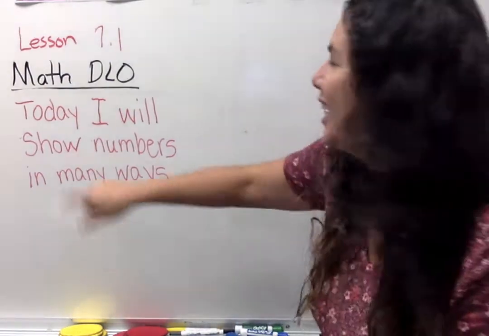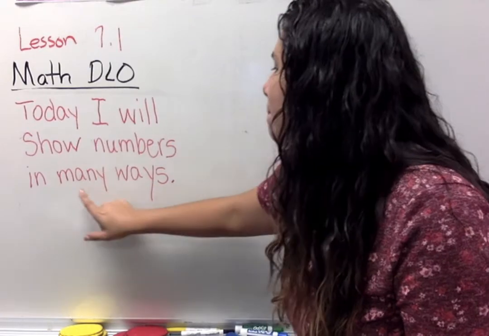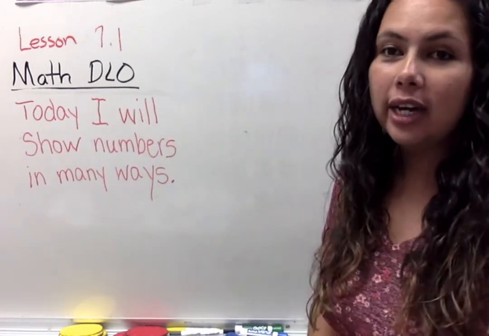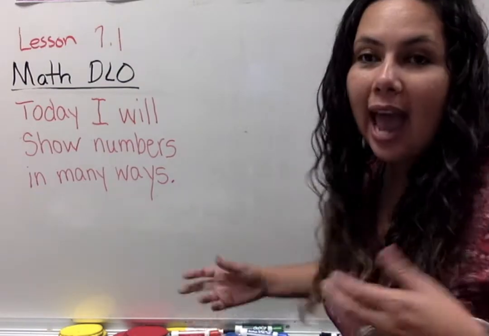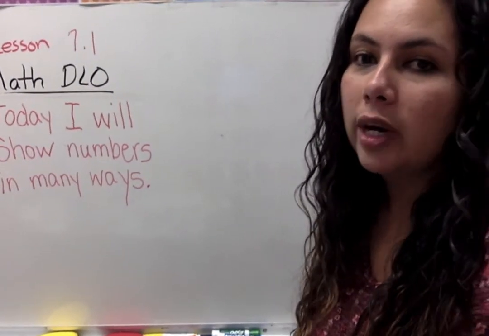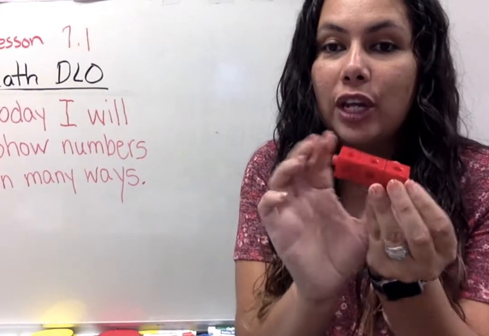All right, read it with me. Today, I will show numbers in many ways. All right, so we are going to show it differently than what we've been doing. We've been adding numbers, right? So what we are going to go over today is, for example, we have 3 cubes right here.